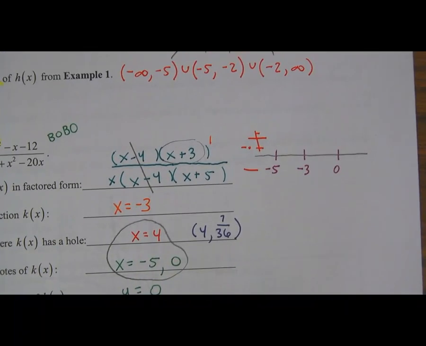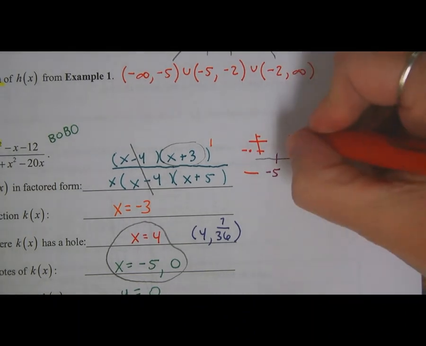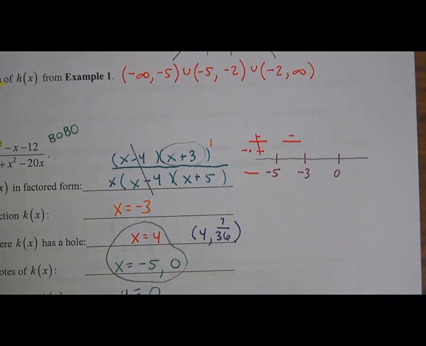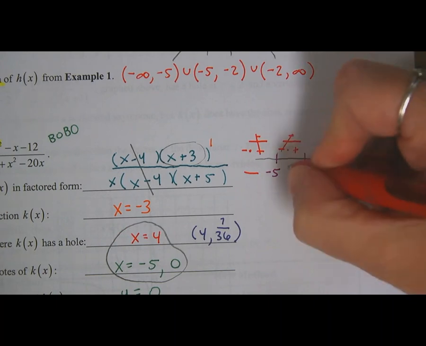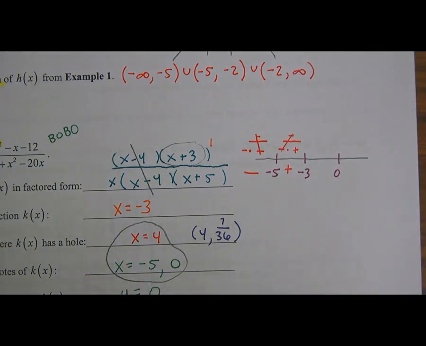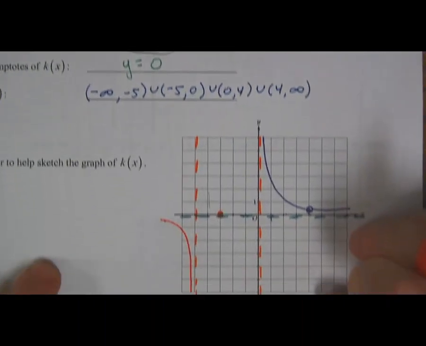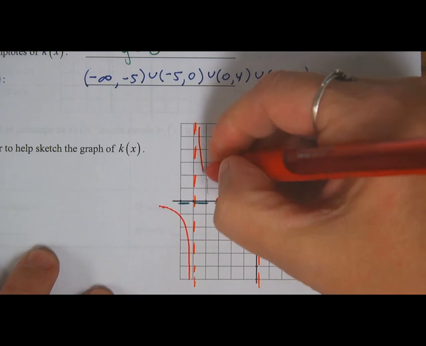All right, let's figure out what's going on in the middle. Let's pick a number between -3 and -5. Let's make it -4 to keep things easy. Between -5 and -3, the y values are positive. So they're up here.